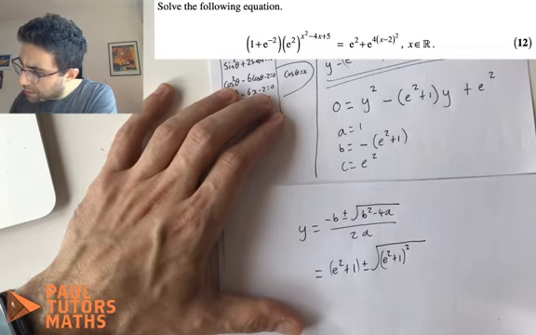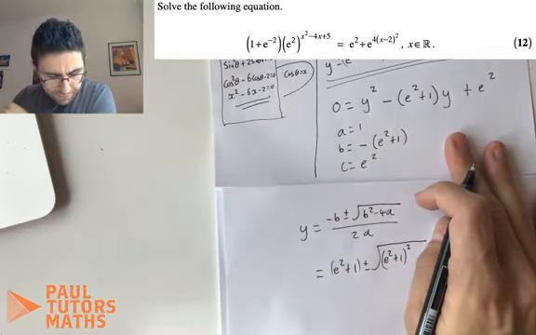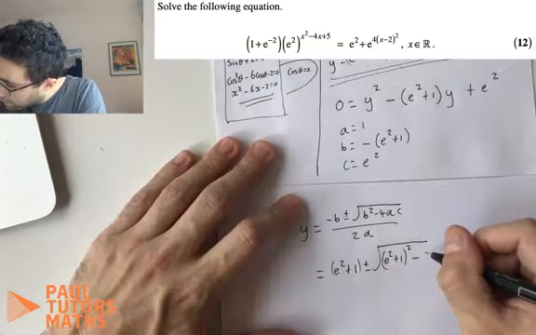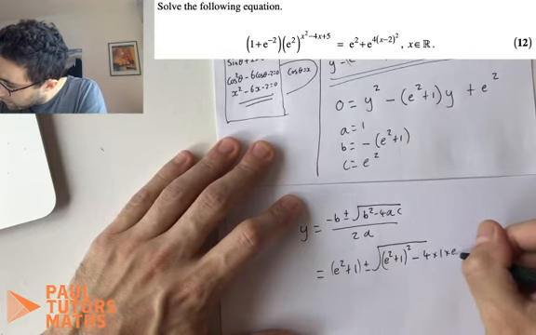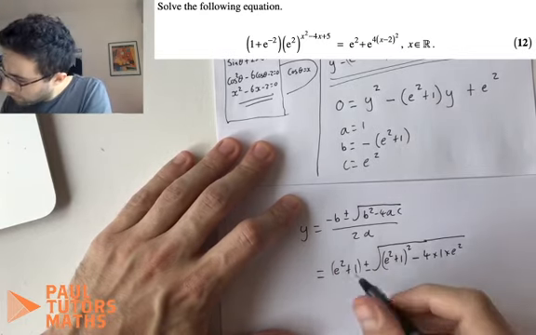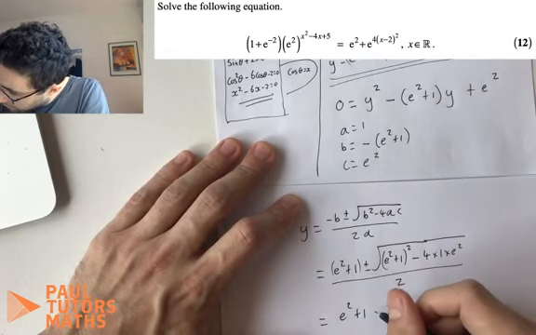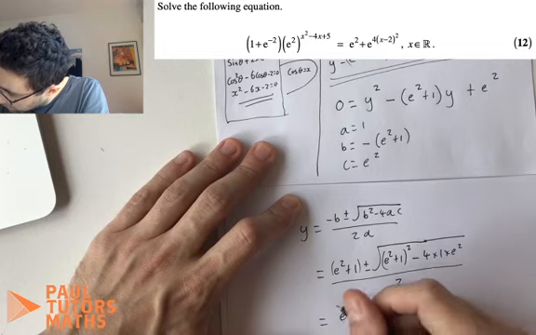Is that right? Am I doing everything good, do we think? Probably. Let's keep going. And then minus 4ac. Minus 4 times 1 times e squared, all over 2 equals e squared plus 1 plus or minus.